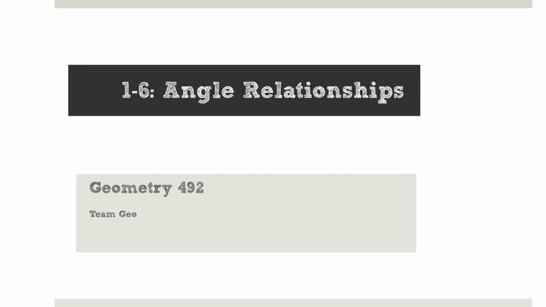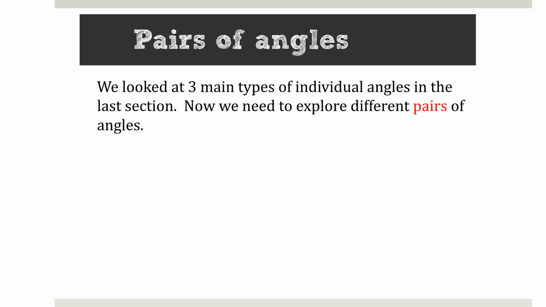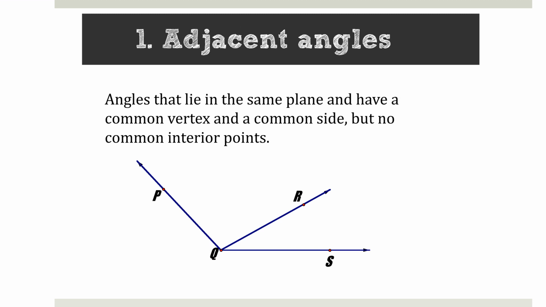What we're going to do today is start pairing up those angles and looking at what happens when you put angles together and getting some new names. There's 5 pairs. There's the first pair. And again, I want you to remember the KISS method here.